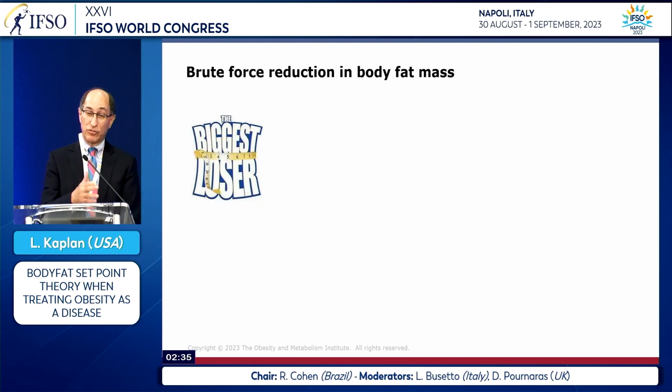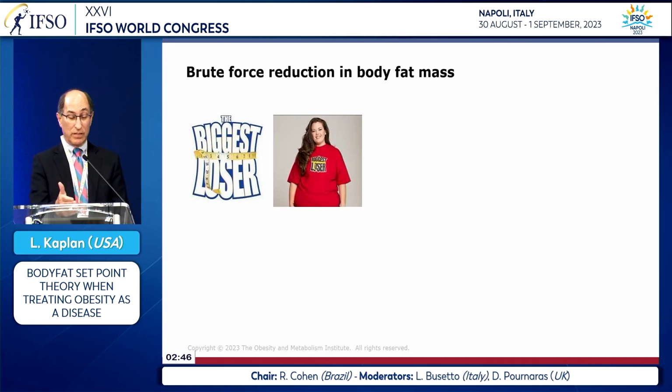So here's an example of that. This is The Biggest Loser. It was a TV program that was very popular in the United States about a decade ago. And people, not patients, people who were on the show, contestants, like this young lady here, were encouraged to exercise a lot.